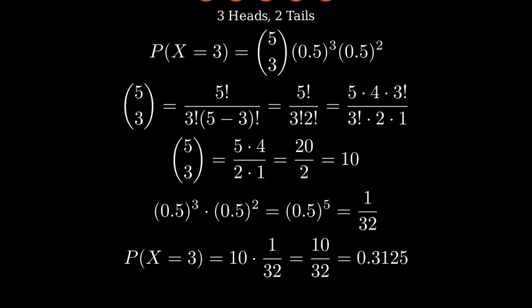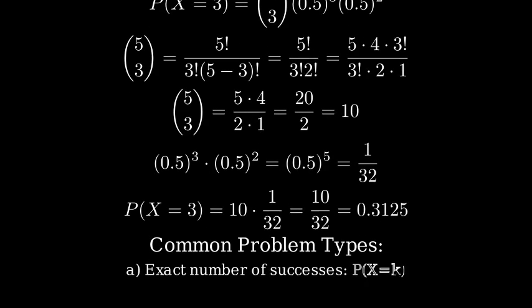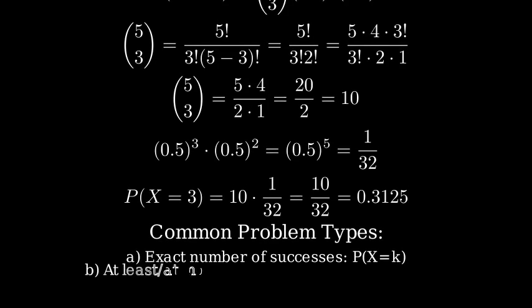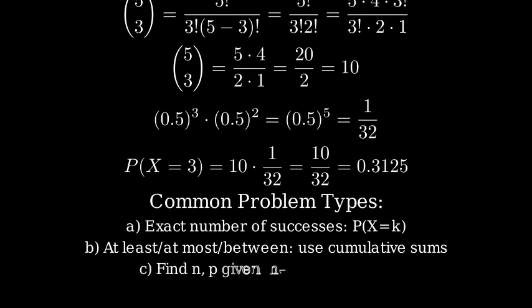Let's now look at the common types of problems you'll encounter. First, you might be asked to calculate the probability of an exact number of successes. You might also need to find the probability of getting at least, at most, or between a certain number of successes, which involves using cumulative sums. Finally, you might be asked to find n or p given information about the mean or variance.